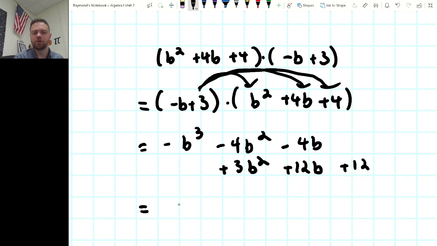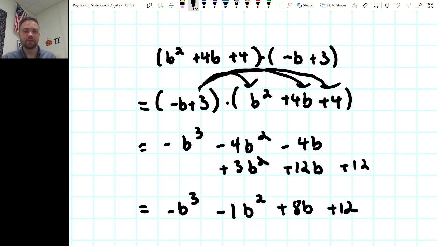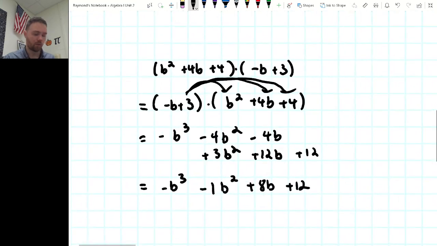So negative b cubed has no like term, so I'm just going to bring it down. Negative 4 plus 3 is negative 1b squared. Negative 4 plus 12 is 8b plus 12. And that's it. That's about it. So that's a good, I think, stopping point.